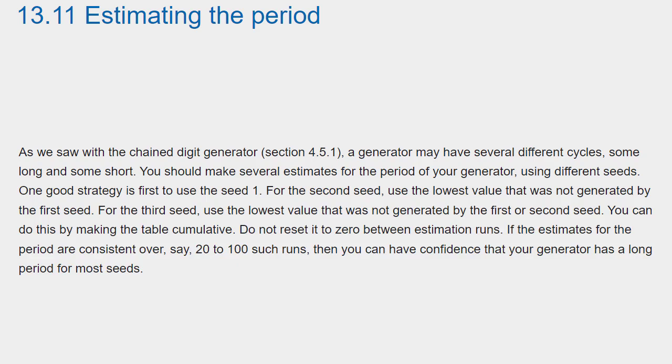If the estimates for the period are consistent over, say, 20 to 100 such runs, then you can have confidence that your generator has a long period for most seeds.